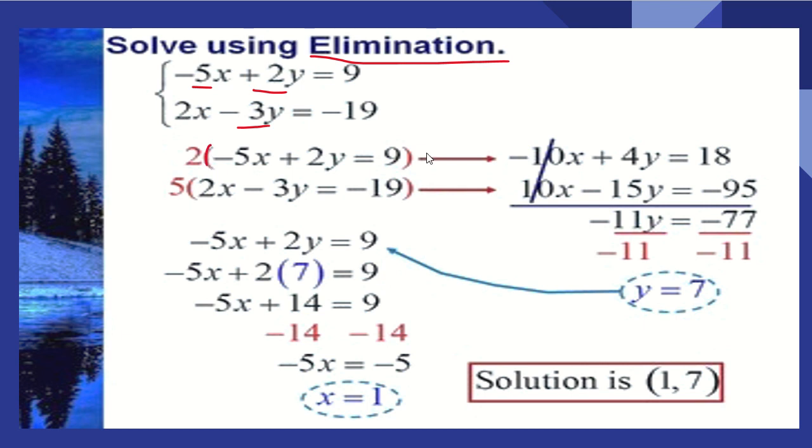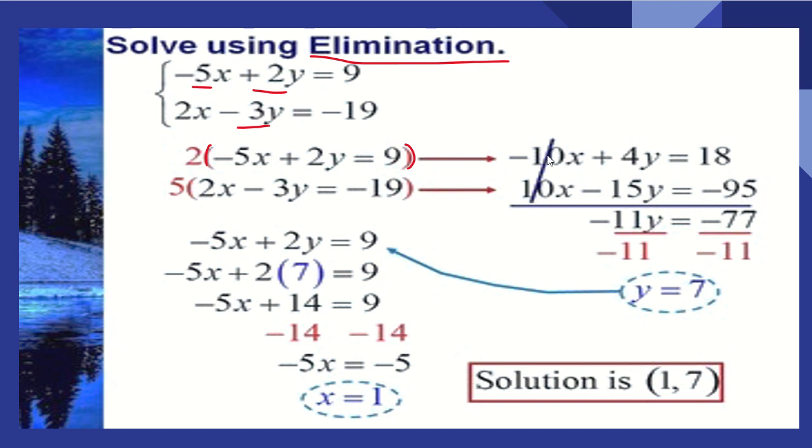So what am I doing over here? I'm multiplying 2 with this equation 1. So what will I get? 2 into minus 5 will be minus 10x plus 2 2s are 4y equal to 2 9s are 18. In the same way, vice versa, I'm multiplying this 5 with this equation 2. So I'll get plus 10x minus 15y equal to minus 95.